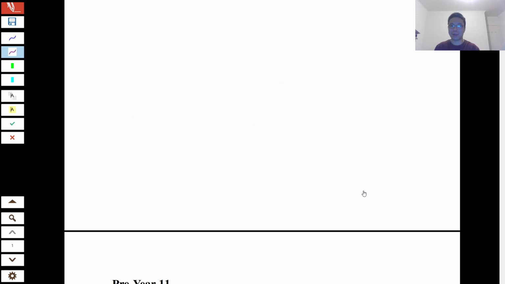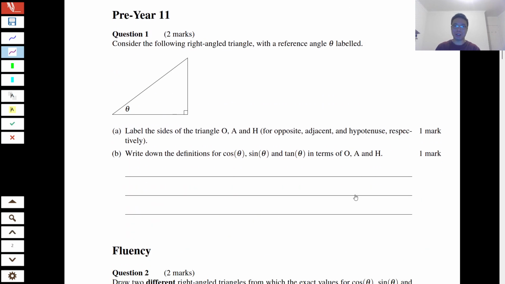Alright, so let's get underway. We'll start off with the year 11 stuff. Question 1 asks you to label the opposite, adjacent, and hypotenuse sides. The hypotenuse is opposite the right angle. The opposite side faces outwards from the reference angle theta. And the adjacent side is the other side, which is touching the angle, which is not the hypotenuse.